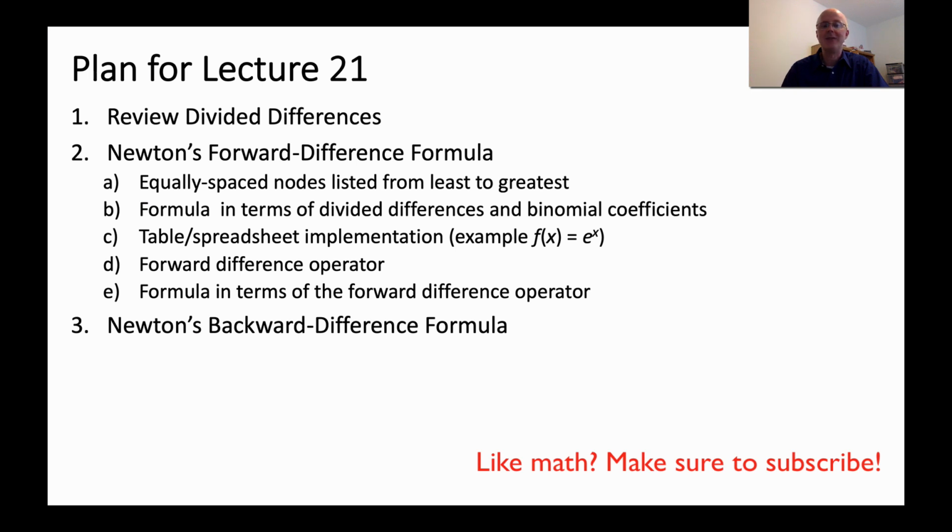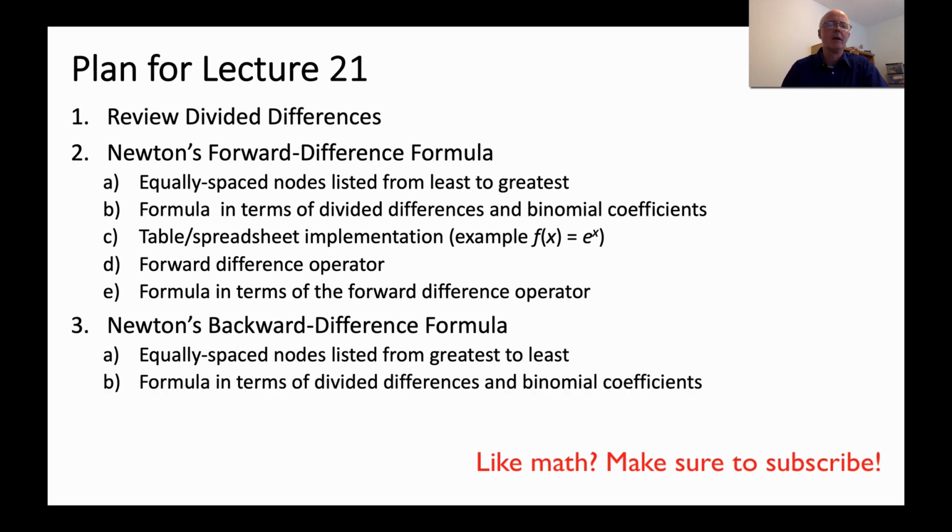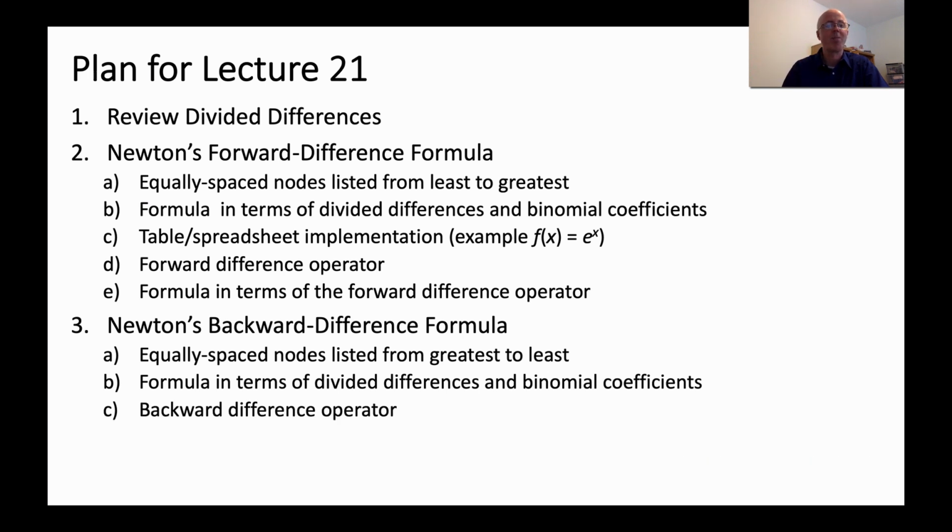Third, we're looking at Newton's backwards difference formula. Now we look at equally spaced nodes, but we think of them as going from greatest to least. Least to greatest, we typically write x0, x1 through xn. Going from greatest to least, we'll think of it as xn through x0. The formula can be written once again in terms of divided differences and binomial coefficients, though it is with some twists. Then we'll look at the backwards difference operator.